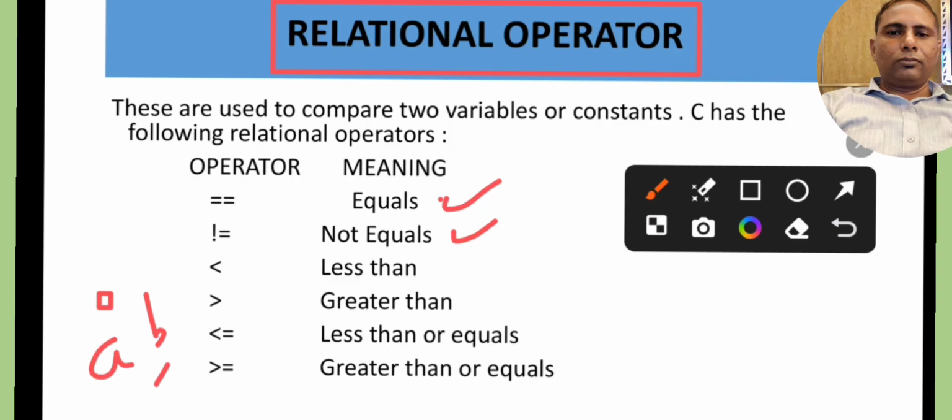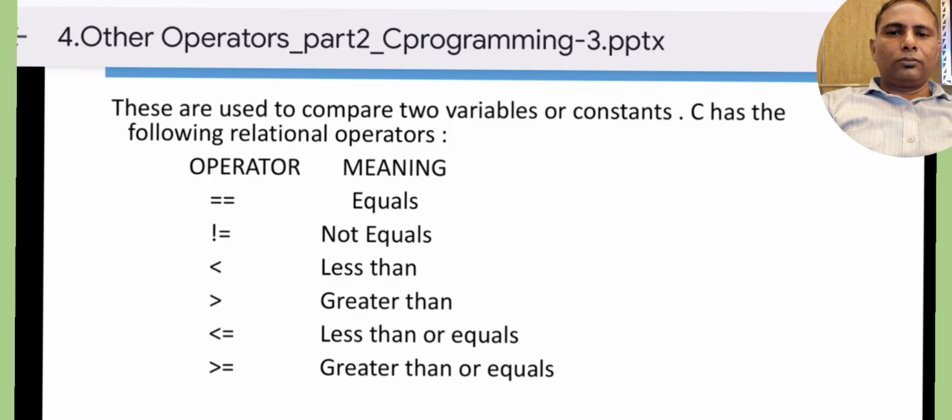Then we can check whether a is less than b or not, so there is the less than operator. We can also check whether a is greater than b or not, so there is the greater than operator. Another is less than or equal to, so we can check whether a is less than or equal to b or not. Same thing, one operator is there to check whether a is greater than or equal to b or not. So these are the different types of relational operators which we use in the C language.